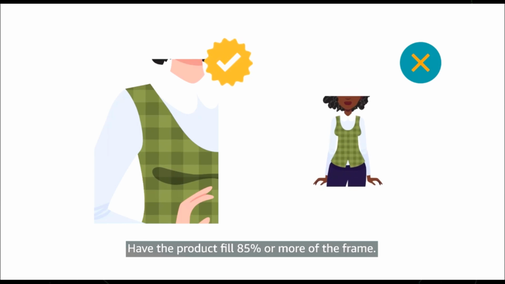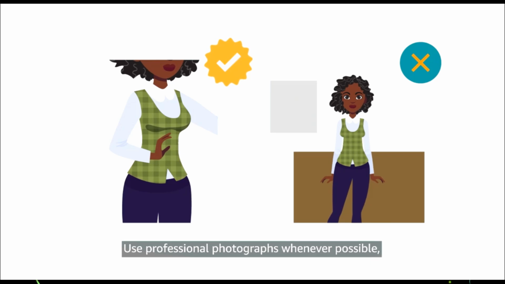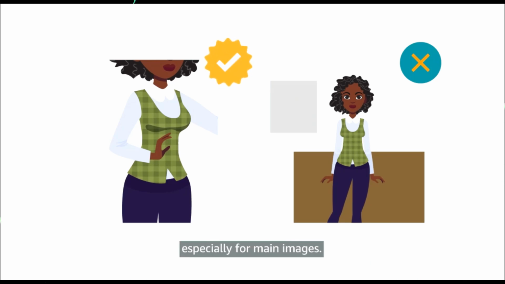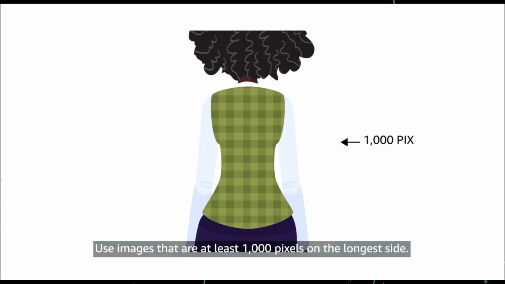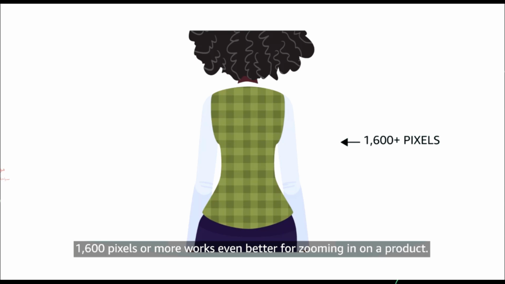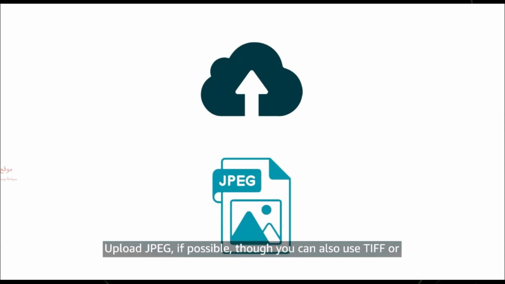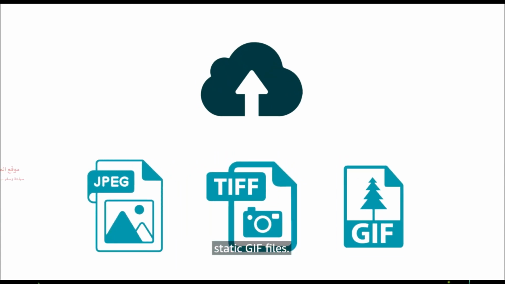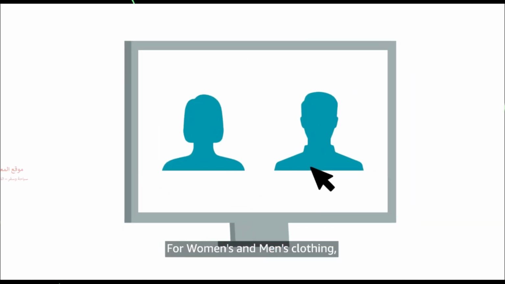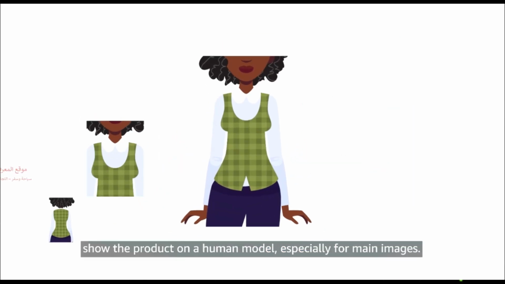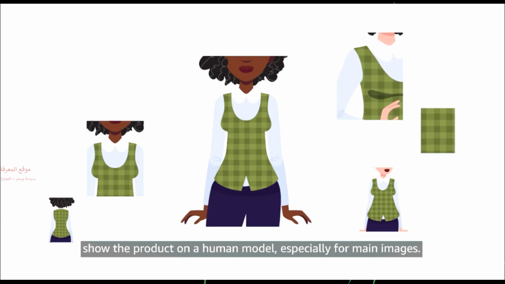Have the product fill 85% or more of the frame. Use professional photographs whenever possible, especially for main images. Use images that are at least 1,000 pixels on the longest side. 1,600 pixels or more works even better for zooming in on a product. Upload JPEG if possible, though you can also use TIFF or static GIF files. For women's and men's clothing, show the product on a human model, especially for main images.